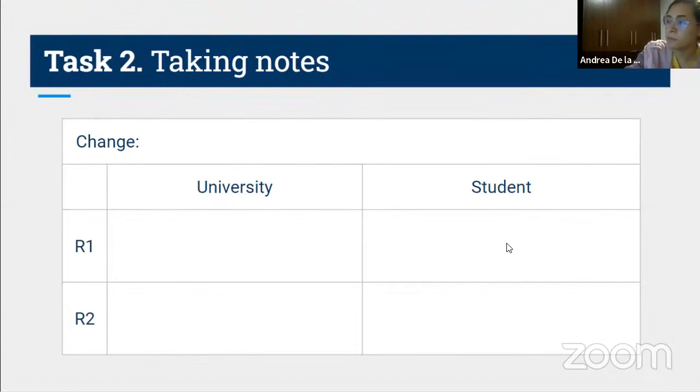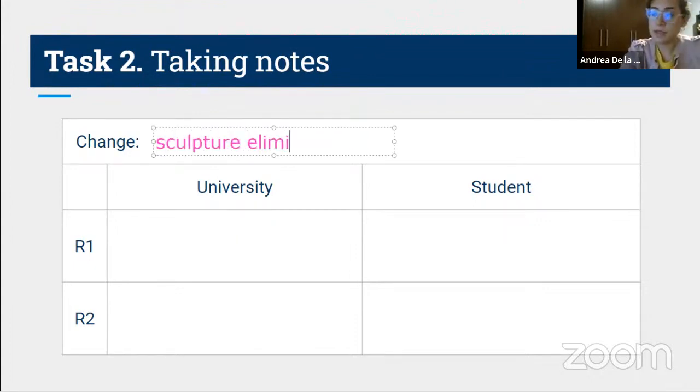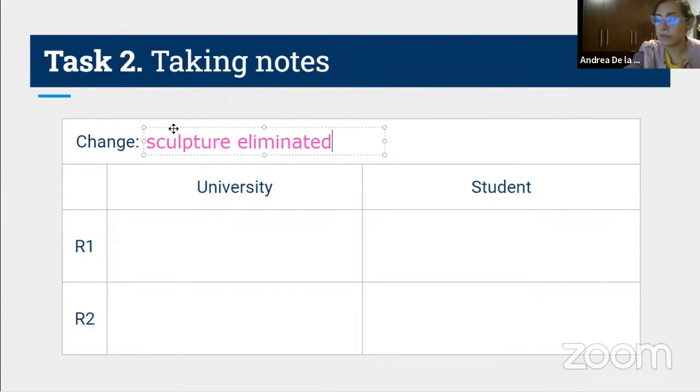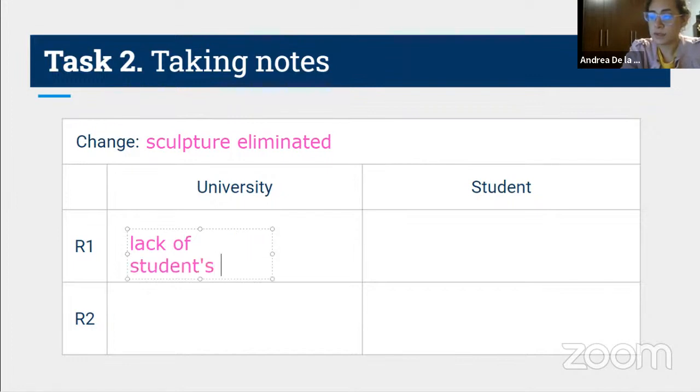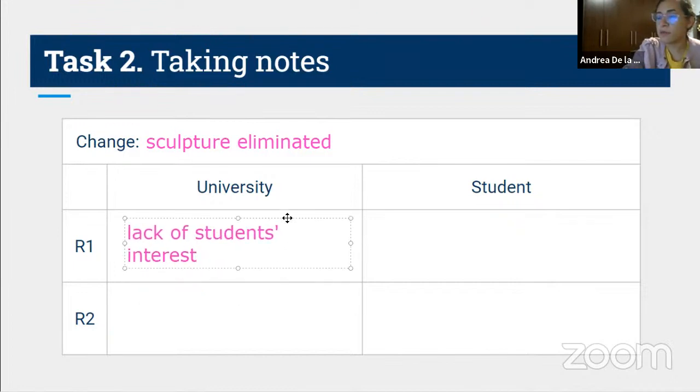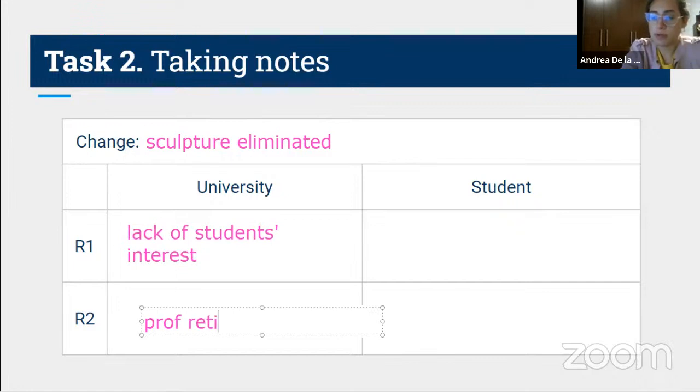Okay, so what I suggest you guys do is first, obviously, you have to take notes from the reading about the change, right? In this case, the change was a sculpture program or sculpture classes being eliminated. Right? That's the change. And if you have time to do so, you can also take notes from the 2 reasons from the reading. So in this case, we said that the first reason was the lack of students' interest. And the second reason was that the professor is retiring, right? So we're gonna write that down. Okay, guys, that's what we had from the reading, right?